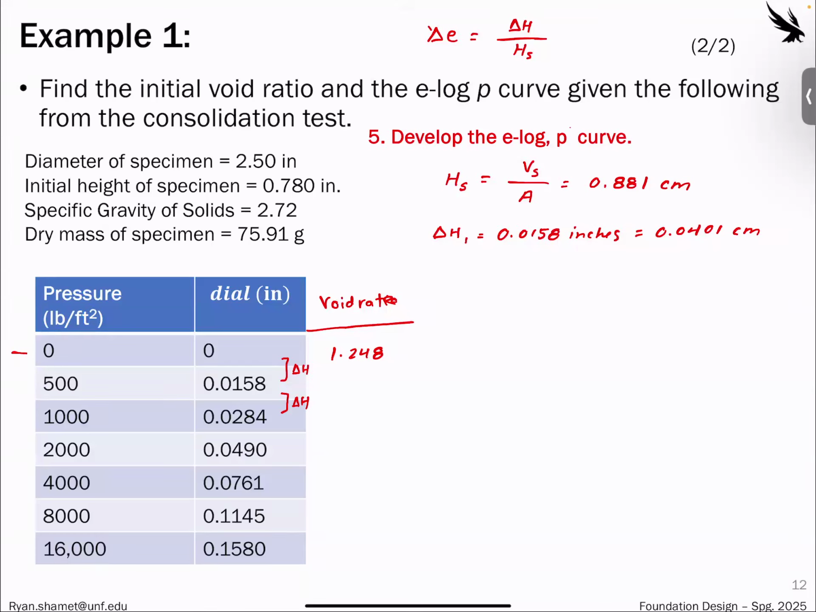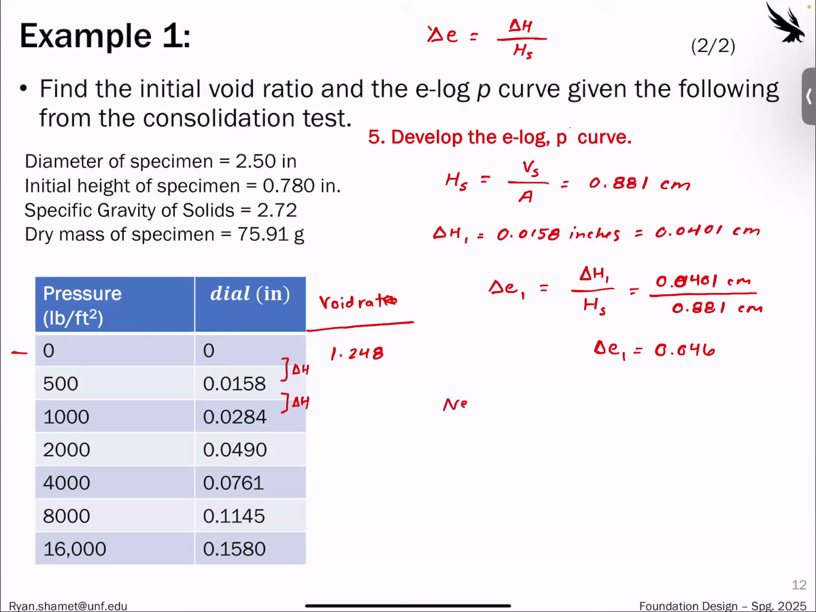From that, we can find our first step void ratio from our initial change in height divided by our initial height of solids, just making sure that the units cancel out. 0.0401 over 0.881 centimeters, so centimeters over centimeters. This change in void ratio is equal to 0.0486. And it's a unitless number, right? Change in void ratio, so there are no units. The centimeters cancel out.